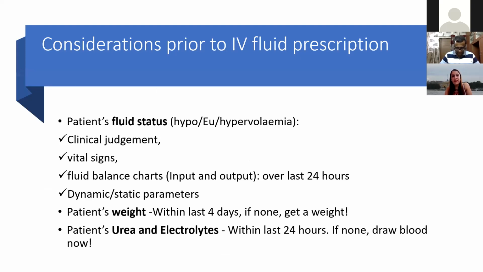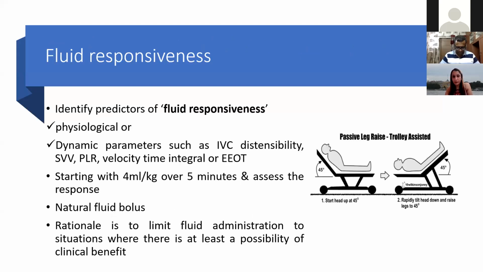So for dosing considerations, before we prescribe the IV fluid, we have to look at the fluid status. That might be that the patient is hypovolemic, euvolemic, or hypervolemic. What we want to give and how much we want to give will be a clinical judgment, based on vital signs and the fluid balance charts. We have to look at the fluid balance over the last 24 hours or maybe over the last few days. Then there are the dynamic and static parameters, which Dr. Ritesh has already talked about.